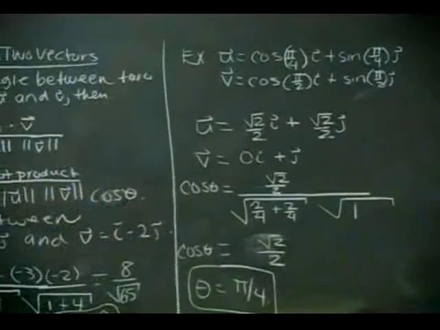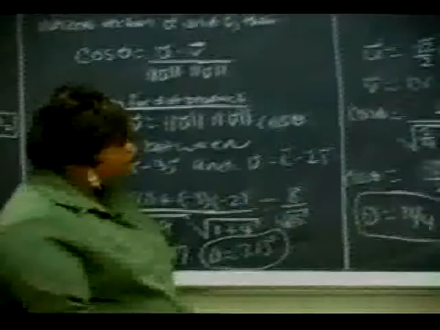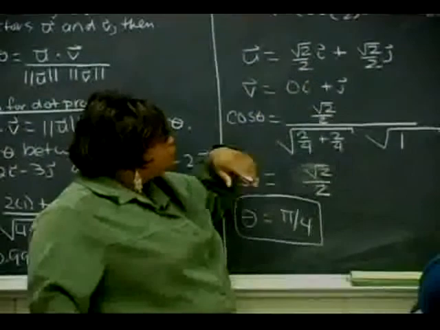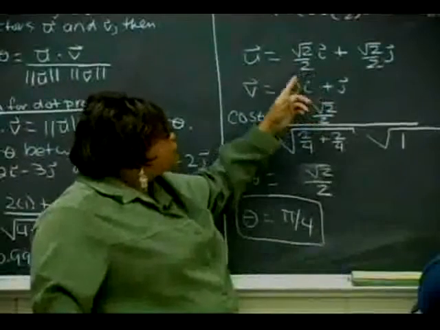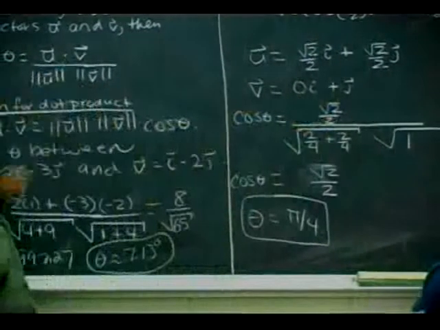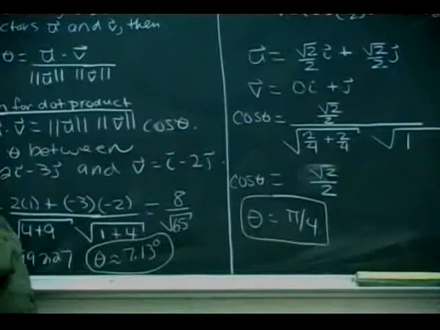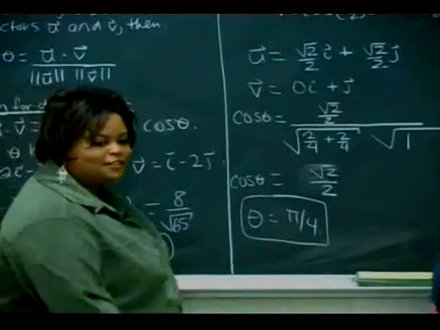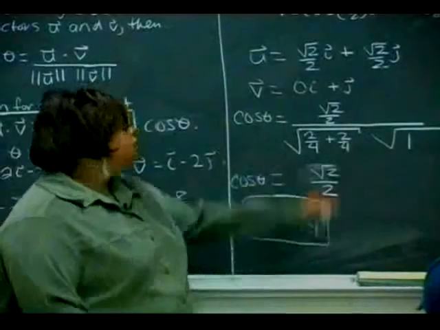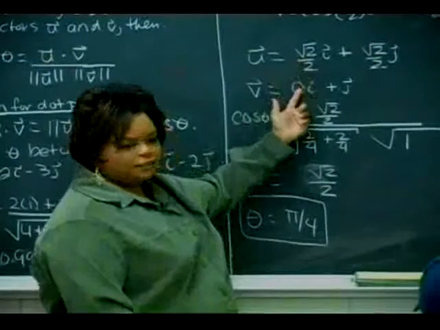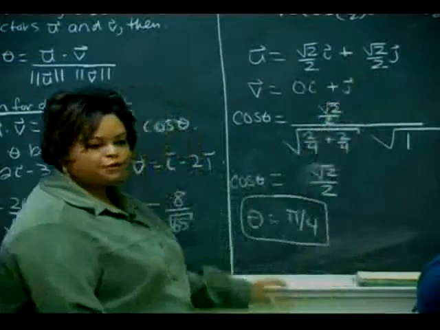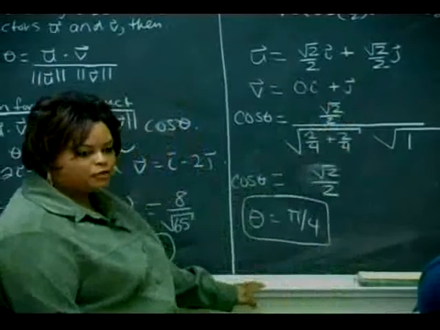How did you get just square root of 2 over 2 in the numerator? Because when we took the dot product, this comes from the dot product. Remember, this is u dot v. That's the result of that dot product. u1 times v1 is 0. u2 times v2 is square root of 2 over 2 times 1, which is square root of 2 over 2. So that's the dot product.